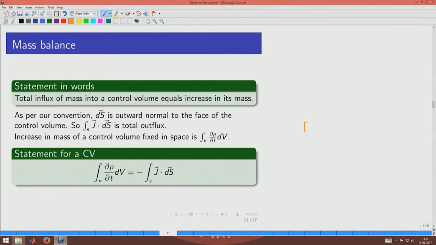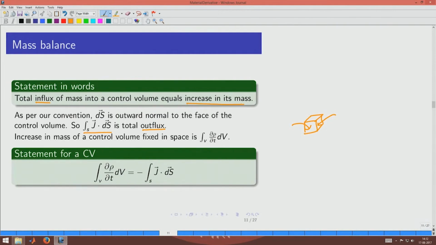So, what we are saying is that into the control volume, whatever has come in, the total influx of mass into the control volume equals the increase in its mass. So, that is the balance of mass we are talking about. We have written earlier that j dot dS is the total outflux, and we are saying the total influx must be equal to the increase in the mass.